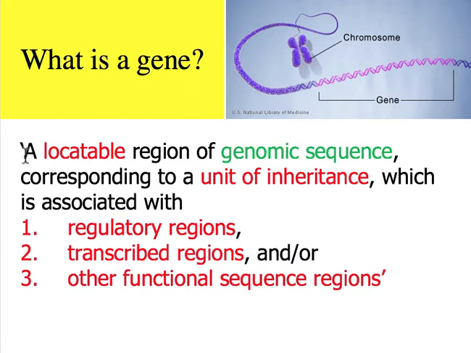So a gene could be defined as a locatable region of genomic sequence corresponding to a unit of inheritance, which is associated with either regulatory regions, transcribed regions, and/or other functional sequence regions on the DNA. This may seem like a handful to remember, but over the course of the next few chapters, it will become clearer as to why such a complicated definition is necessary to address all genes. The student is asked to dwell on this definition until they understand the appropriate meaning.